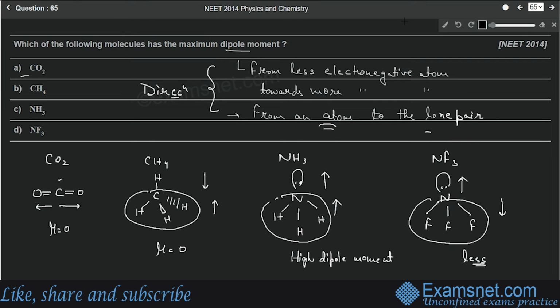So here we have to find the maximum dipole moment. So ammonia will have the maximum dipole moment. So option C will be the correct answer.